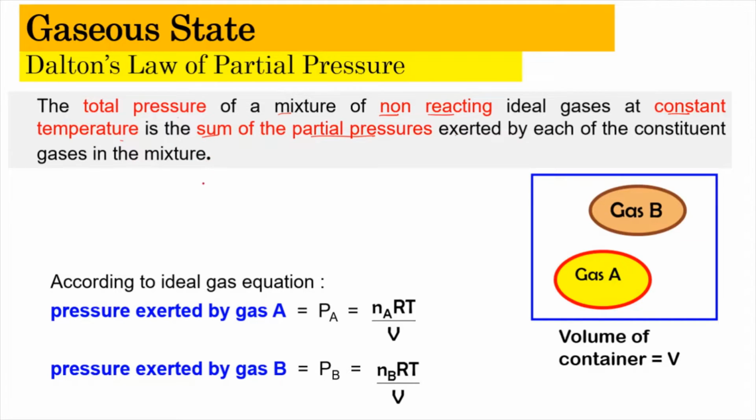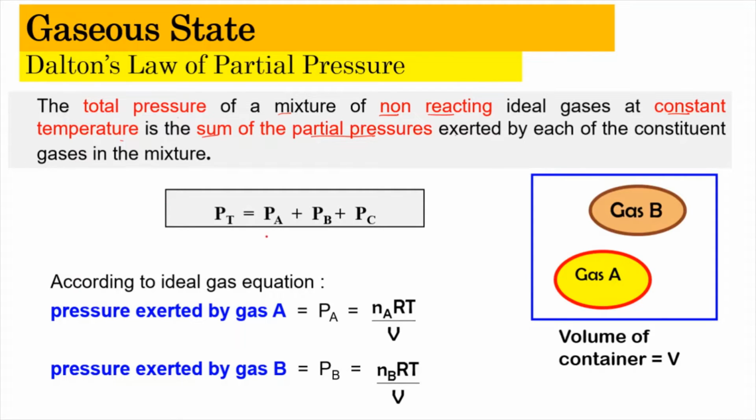What is meant by this was the total pressure is the sum of the partial pressure of each component of gases in the container. So let's say if we have gas A, gas B, as well as gas C, then the total pressure is going to be PT is equal to PA plus PB plus PC. If we have another gas, which is gas D, then we can add up with PD here.